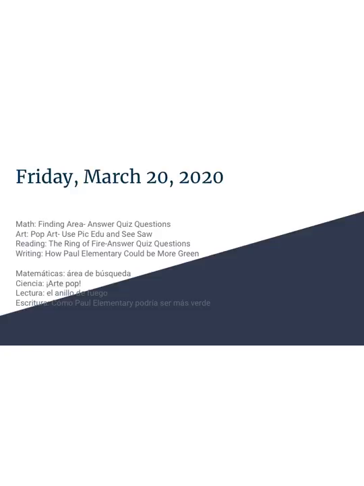In reading, we're going to be back to the article we were reading today called The Ring of Fire. Remember, you can find that article on your Google Classroom stream. And then you'll also have a quiz question to answer about that, which will also be attached to the math questions. Last thing for writing today, you're going to still be working on your How Paul Elementary Could Be More Green essay, and today you'll be editing.